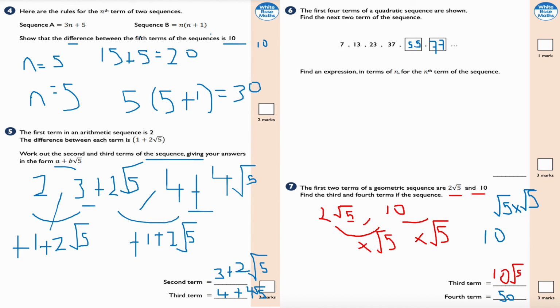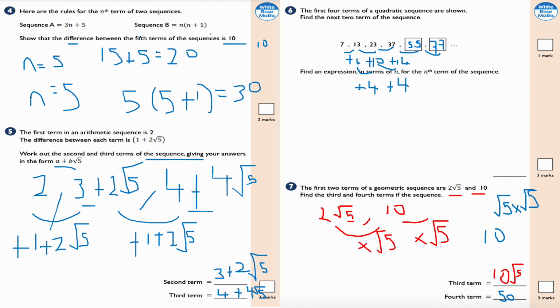Find an expression in terms of n for the nth term of this sequence. Well, the first difference is 6. Okay, the second difference is 10. So each time I'm increasing the difference by 4, if that makes sense. Adding 14, then I'm adding 18, then I'm adding 22. So, if I'm finding the expression in terms of n for the nth term, I've got to work out the second difference. It's going to be plus 4, plus 4.